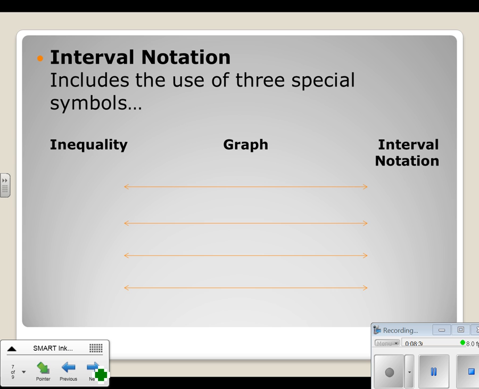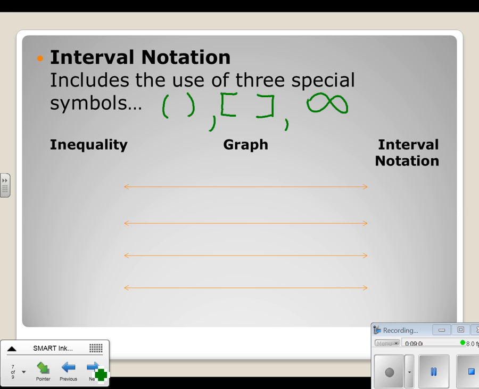Interval notation includes the use of 3 very special symbols. We're going to be dealing with parentheses, brackets, which look like this, and also infinity, which looks like an 8 but written horizontally. And so I'm going to show you how the interval notation is used.